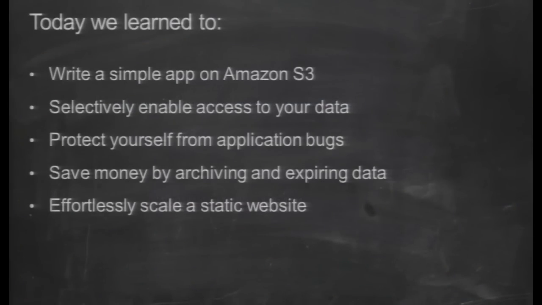Okay, so today we learned 5 basic areas. We wrote our first app on S3. We learned to selectively enable access. We talked about versioning, which enables us to protect ourselves from application or operator error. We talked about saving money using archiving and object expiration. And finally, we talked about what you can achieve with the S3 website feature.